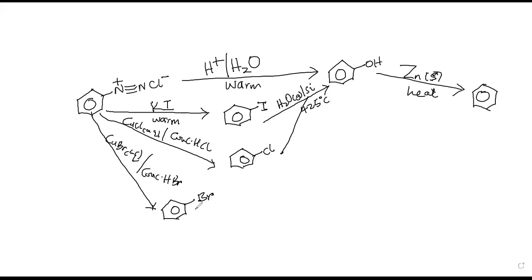If you use conc. hydrobromic acid still, add the same reagent, steam and silicon at 425, form phenol, get your answer. Then the final route that I'm going to consider is where you add copper(I) cyanide. You add copper(I) cyanide in the presence of potassium cyanide.